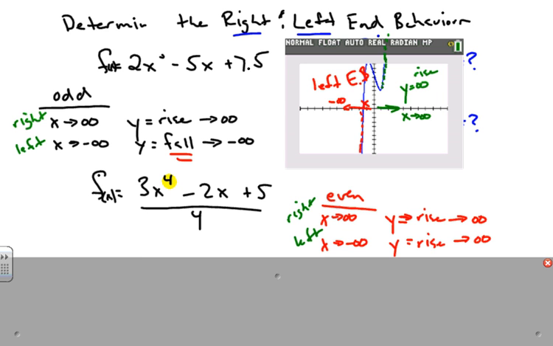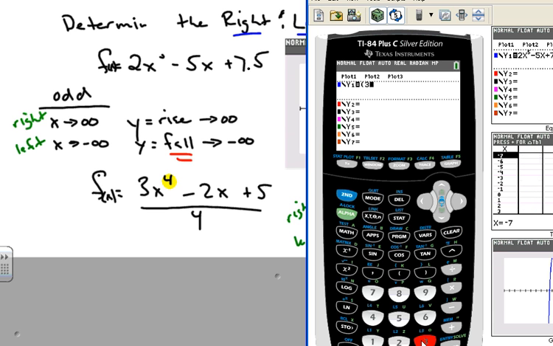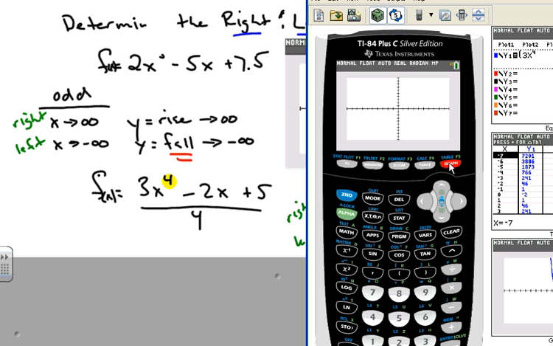If you graph this out, you would notice, and we'll do that right now, if we take this one right here, and I go to my y equals, and I'm going to graph this one, we have, in parentheses, 3x to the 4th, minus 2x, plus 5. And we'll divide that by 4. And when we graph this, we'll notice to the right that our graph is going to rise, and to the left it's going to also rise, just as we stated right here.